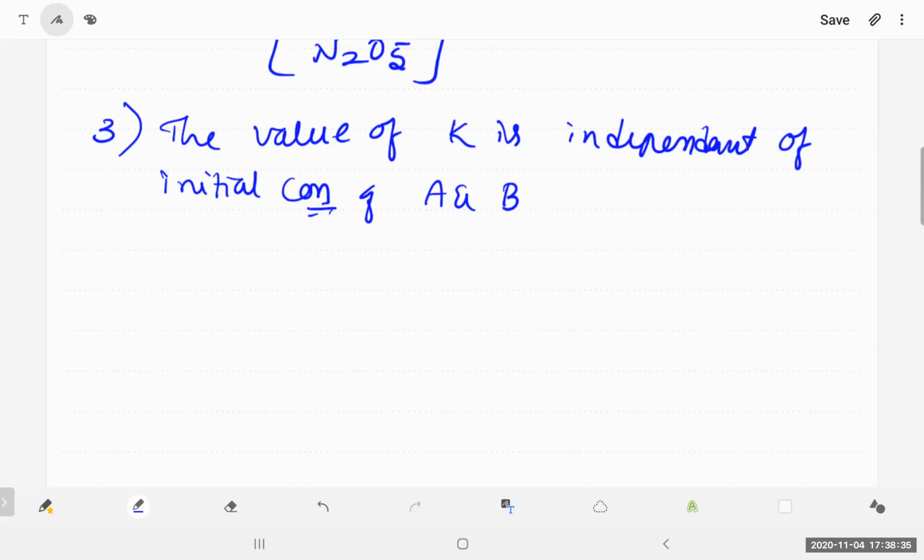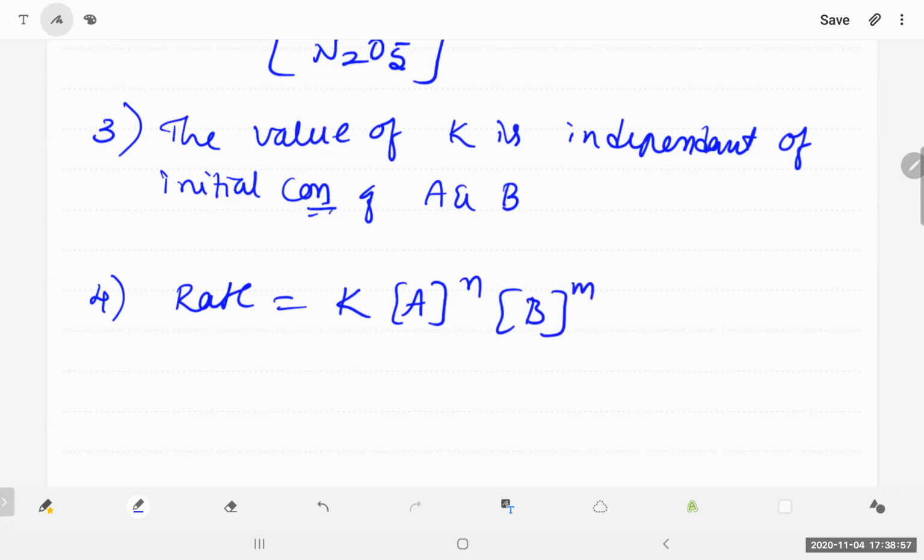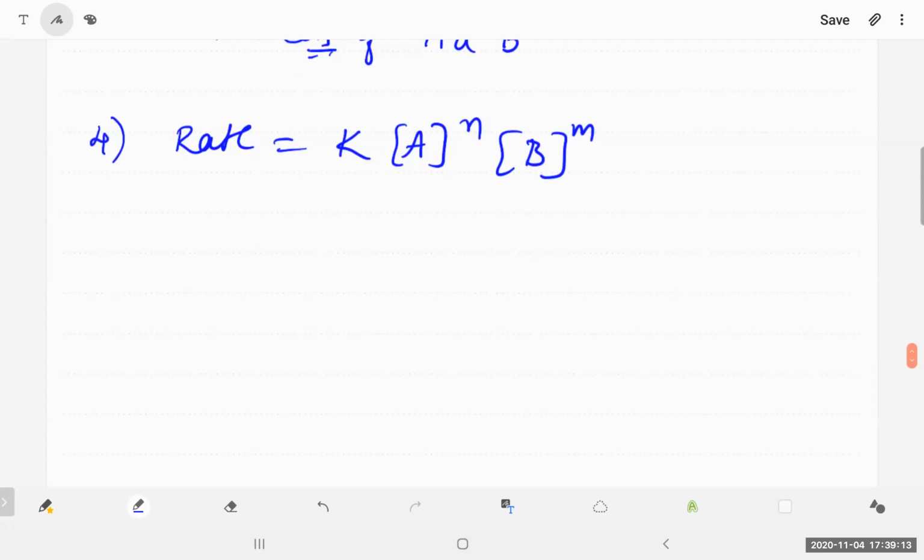Then fourth question. The rate law for a reaction between the substances A and B is given by rate is equal to K into A to the power of n and B to the power of m. On doubling the concentration of A and halving the concentration of B, the ratio of the new rate to the earlier rate of the reaction will be?